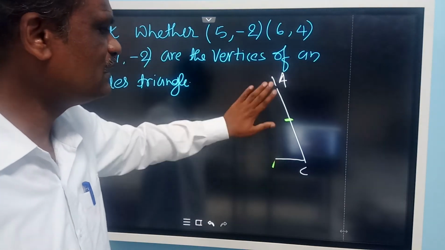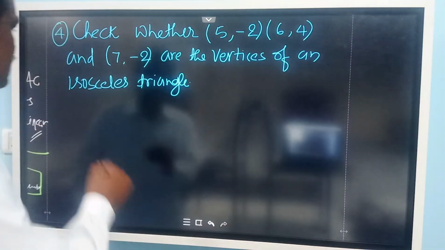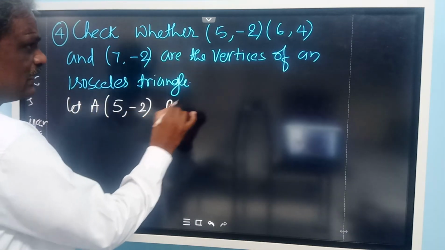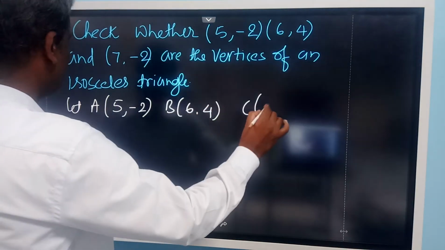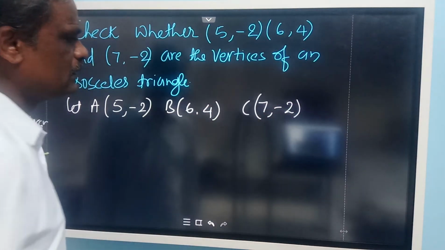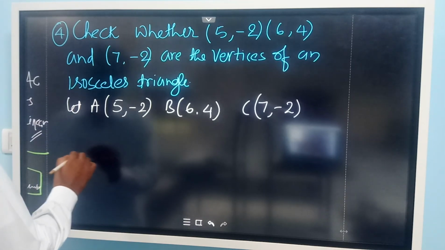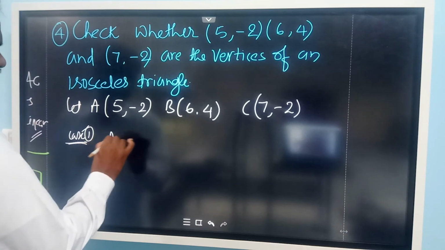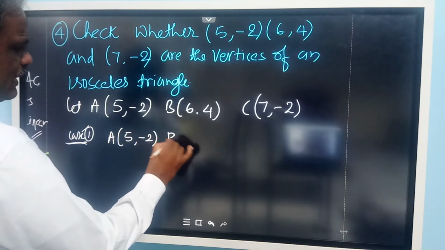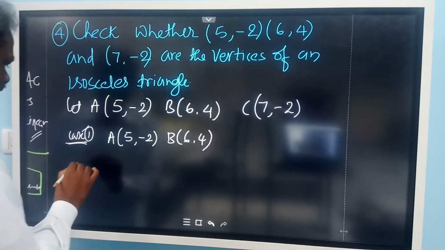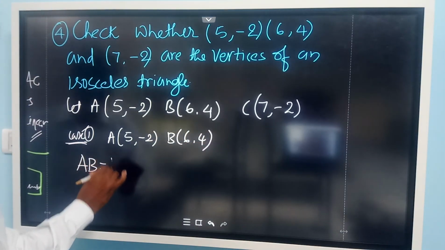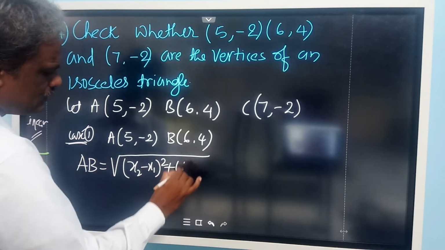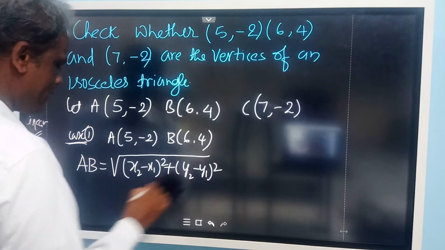So let us find out all the three. Let A be (5, minus 2), B (6, 4) and C (7, minus 2). Let us find out the distance between A and B now. Case 1, to find the side AB: A is (5, minus 2) and B is (6, 4), and then apply the distance formula. AB is equal to root of (x2 minus x1) whole square plus (y2 minus y1) whole square.